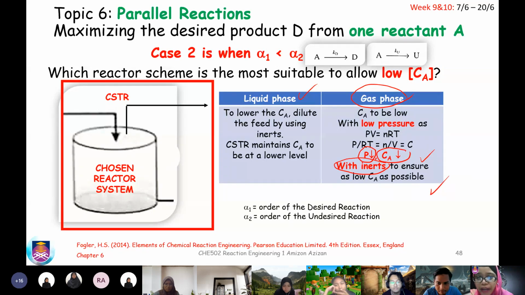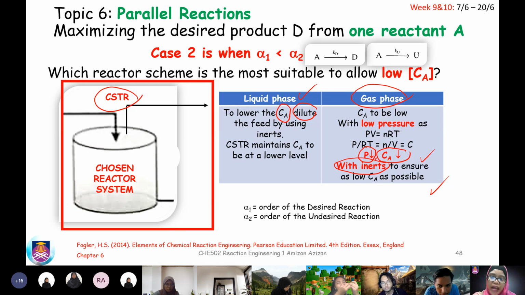For the liquid phase, since you want A to be as low as possible, we are going to choose fundamentally the CSTR, and also A is diluted by using diluents. In this case, the diluents are always inerts, because we don't want the solvent or the diluent, which is diluting the CA, to react in that reaction.